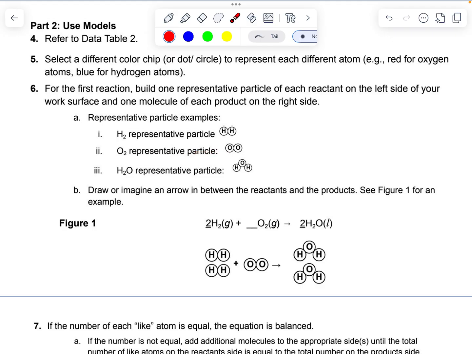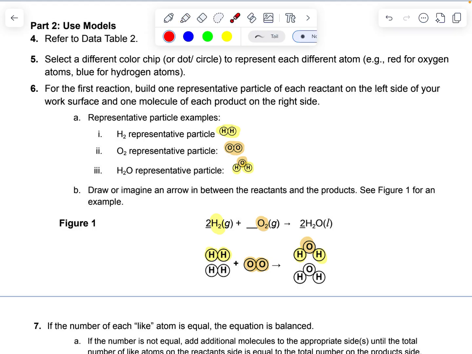Some examples of representative particles are here. We're going to draw those connected to one another. And so when we look at this example down below, here's my hydrogen, my representative particles here. I have 2 hydrogens, that's that H2. I have oxygen, that's O2. And then I have H2O. So I'm going to have 1 oxygen and 2 hydrogens in that representative particle. And as we go through and look at this, we have 1 of each. That's what we're starting with.